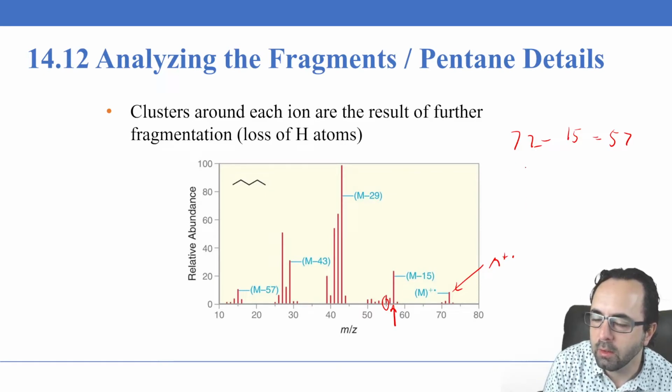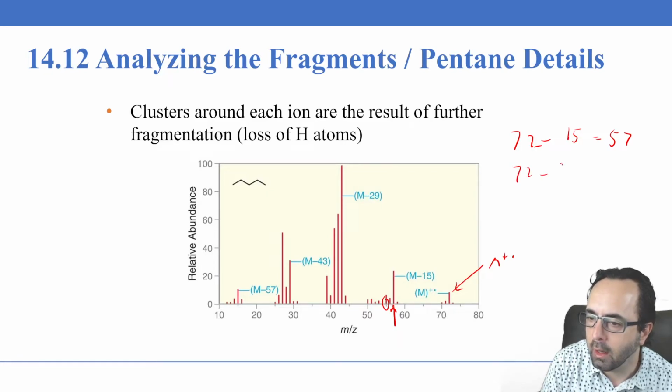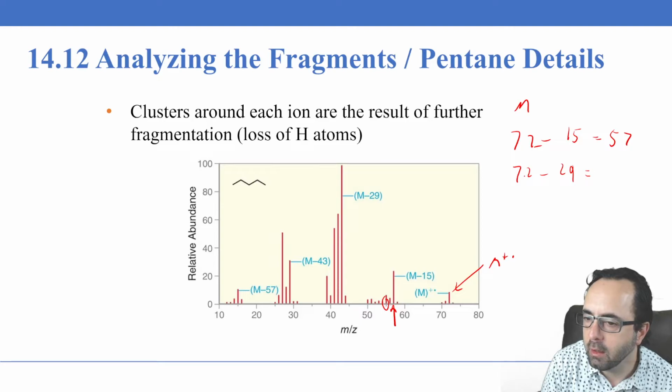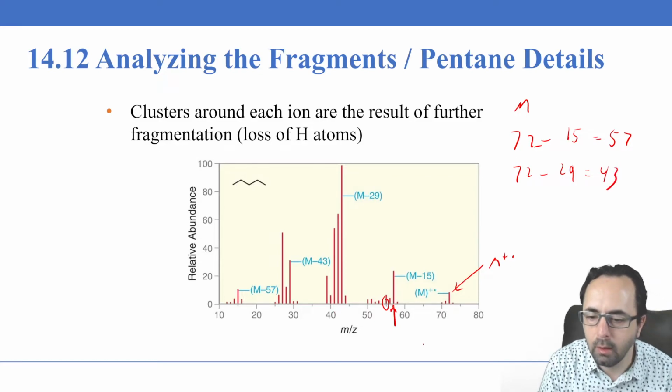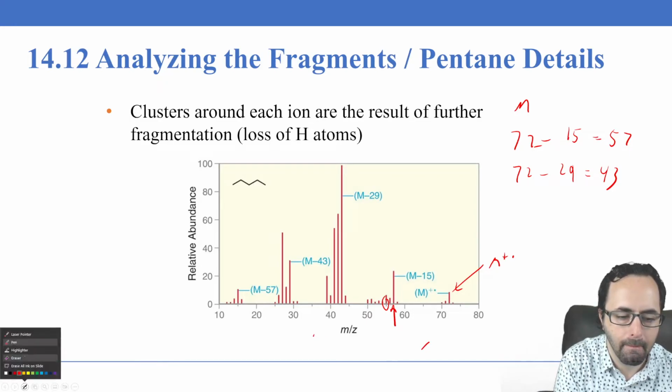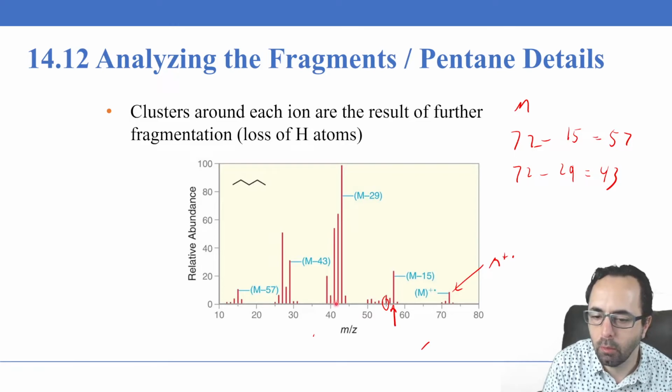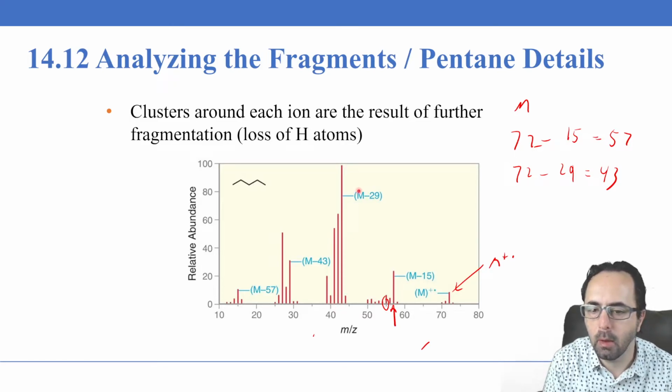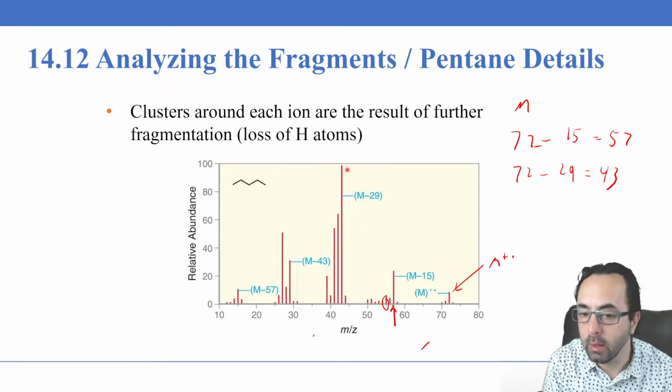Then we would do 72 minus 29 here. So this is M, and we get M minus 29. So that's going to be 72 minus 20, which is 52, minus 9, which is 43. And so this is the 40 peak, 41, 42, 43. So the M minus 29 is right here. And we get a very significant fragment there. And then we look for M minus 43, which is 29. There's a significant peak here.